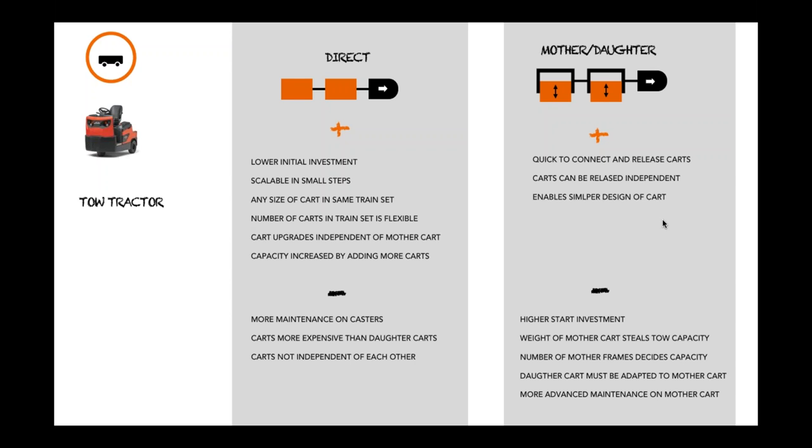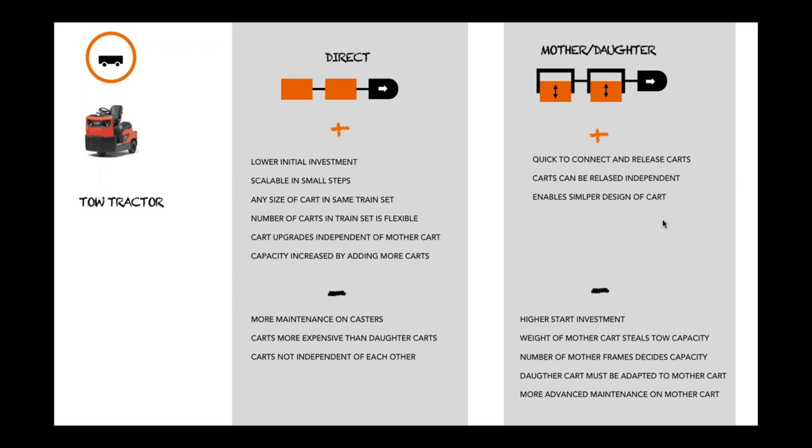Then you have a mother frame that is connected to the tow tractor, and then the carts, which are called the daughter carts, are connected to those frames. And some pros and cons for those types of solutions.